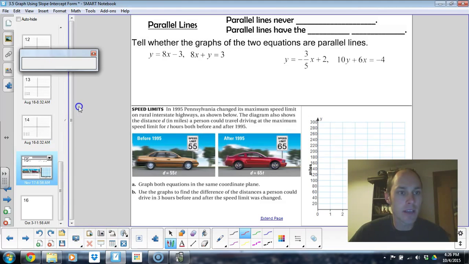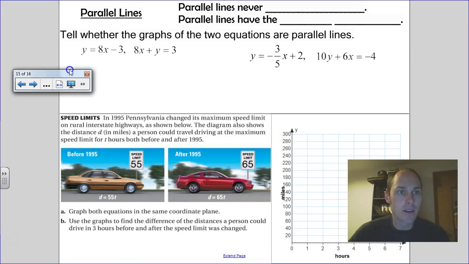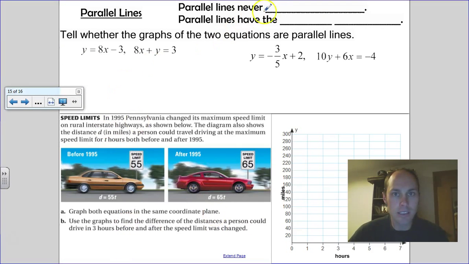So what we can take a look at here is that, put down our notes, parallel lines never cross, or never intersect. And they have the same slope. So I can take a look at equations and tell if they're parallel just by looking at the way they're written.